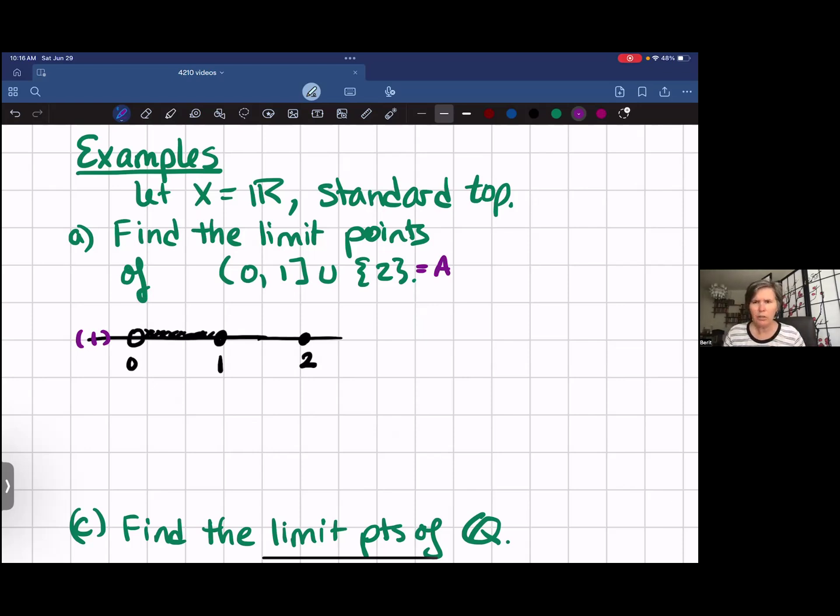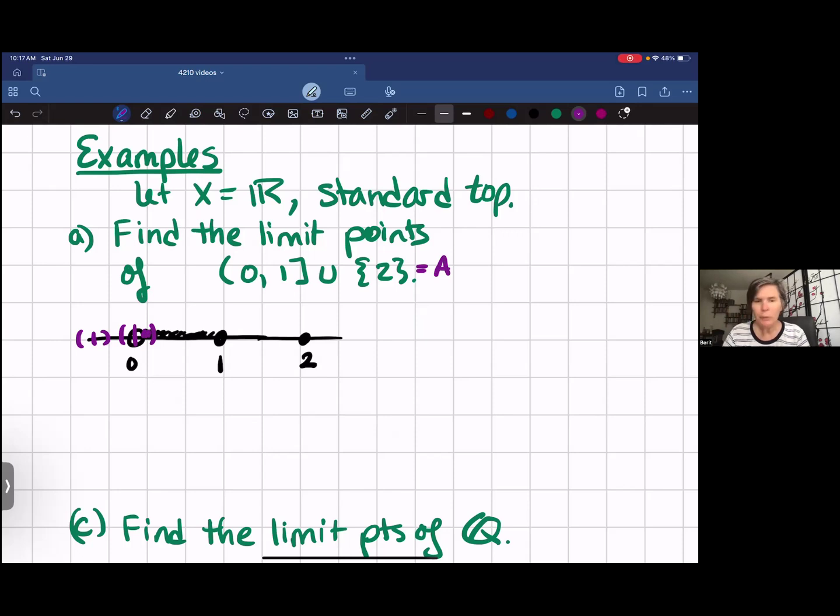Okay, what about 0 itself? If I draw an open interval around 0, will it have to touch points of capital A? Yes, it will, because the upper bound of that interval will be a positive number, a little bit to the right, and there are points of A to the right of 0. You'd have to touch some points of A in this region. Okay, so 0 is a limit point.